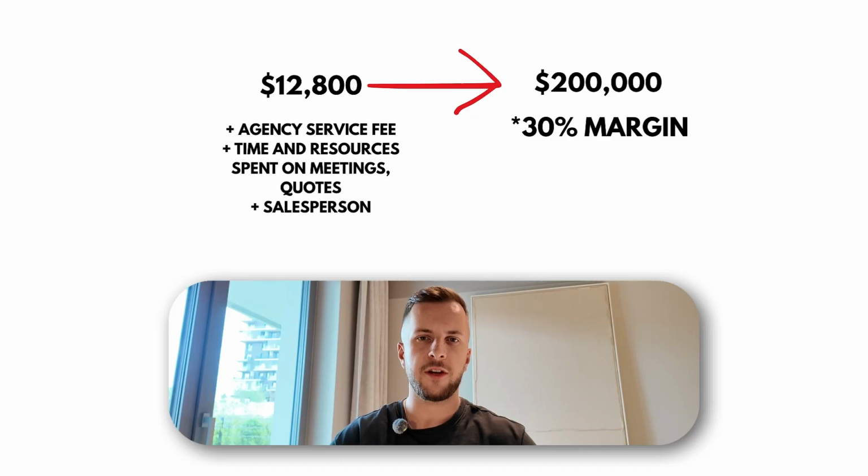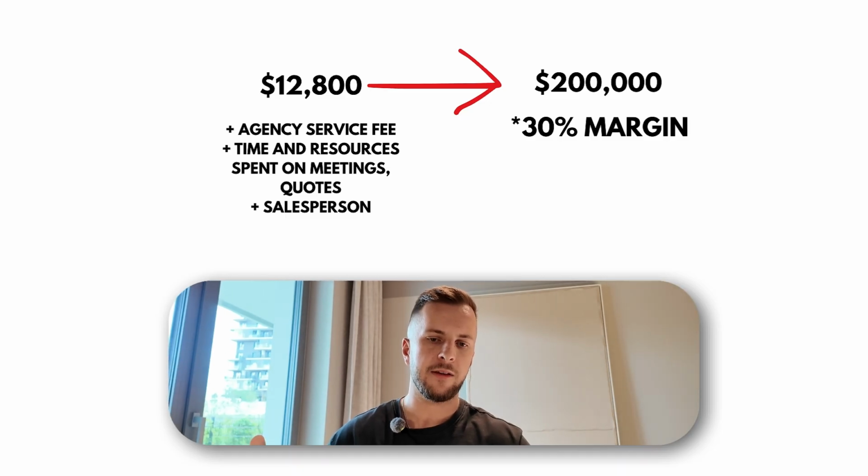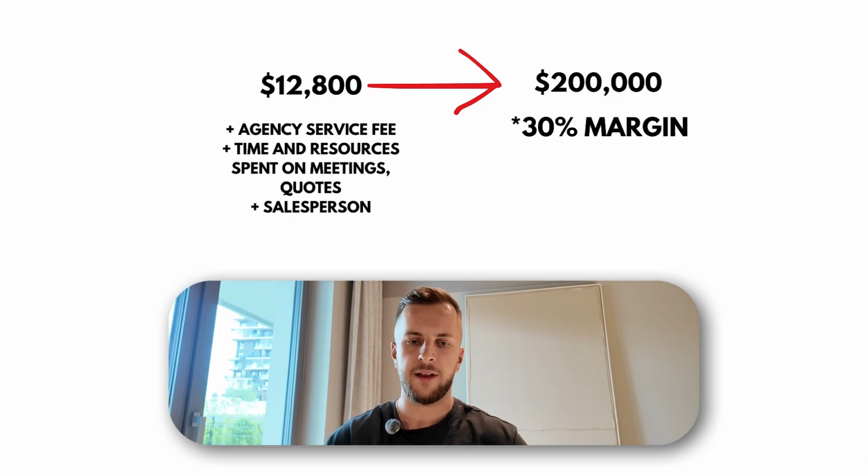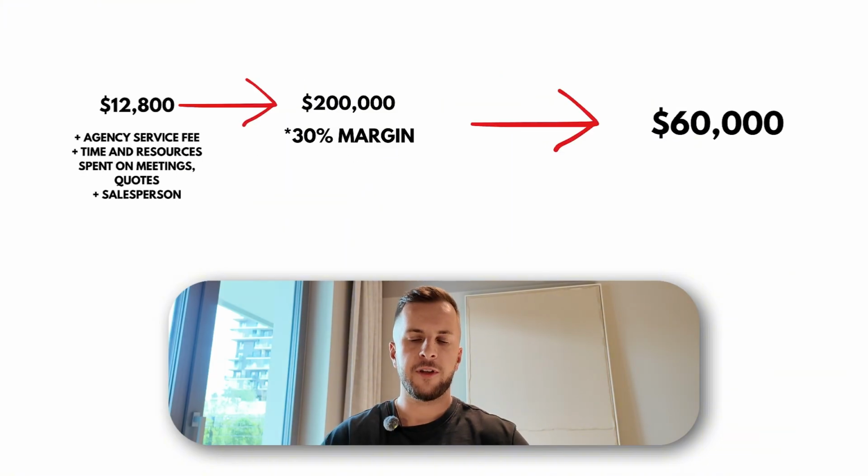This 200k is of course not profit yet, because we need to add other costs. So the starting cost is ad spend. Then we need to add agency service fee, or any other employee doing this for us. And then we need to add time and resources we spent on meetings, quotes and stuff like that, or a salesperson if we have someone in the team taking care of sales. And then let's say of this 200k we have 30% margin. With 30% margin, that's going to be 60k minus ad spend, agency service fee and salesperson.